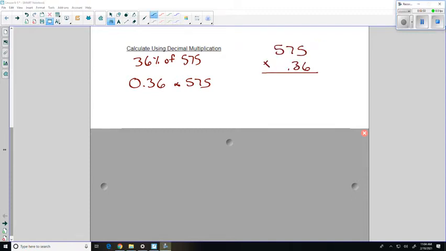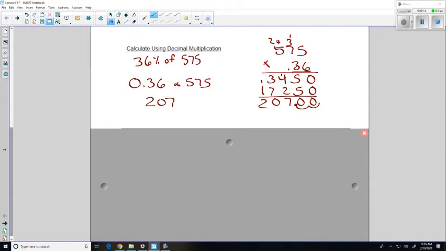I'm going to do that math over here on the side. And don't forget to move your decimal point over 2 places. 1, 2, and I get 207. So 36% of 575 is exactly 207, which is close to my estimate of 200.